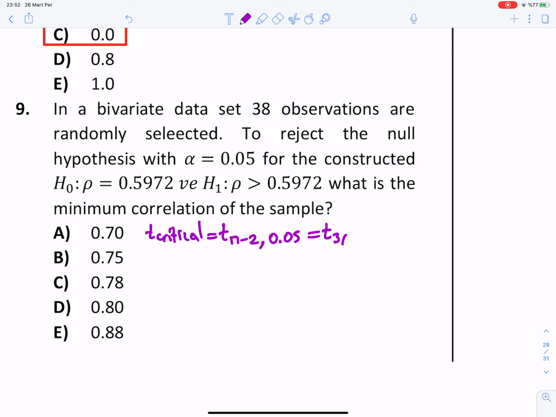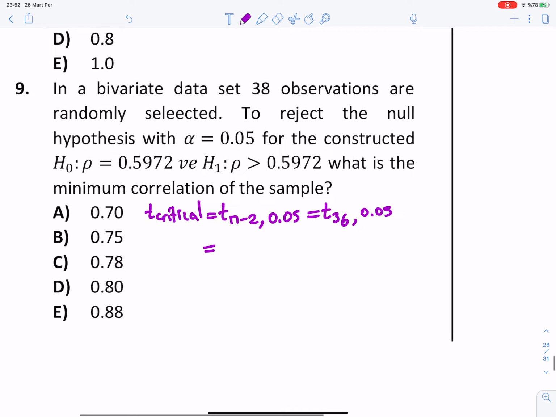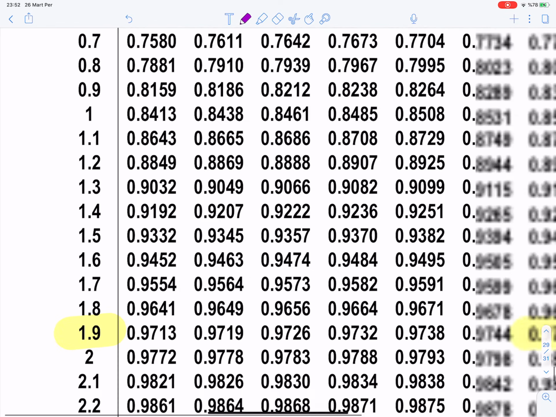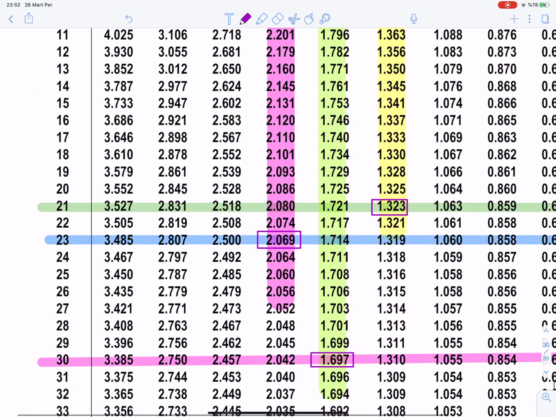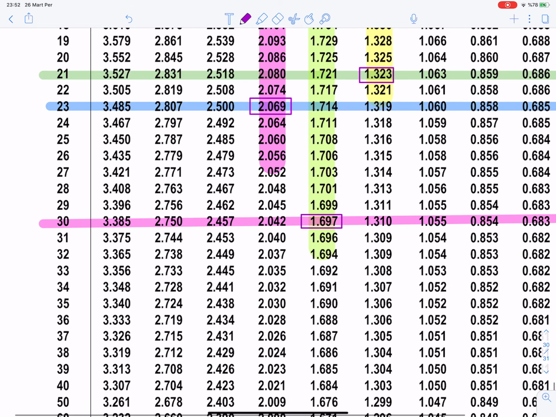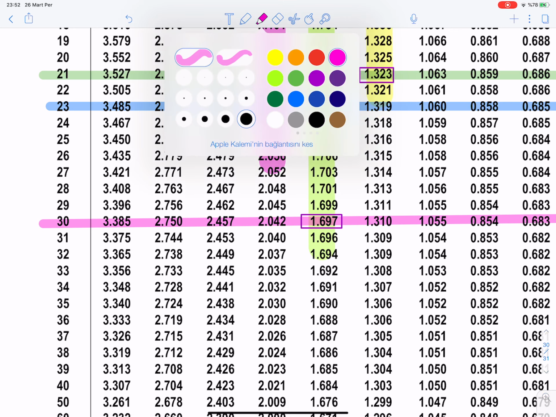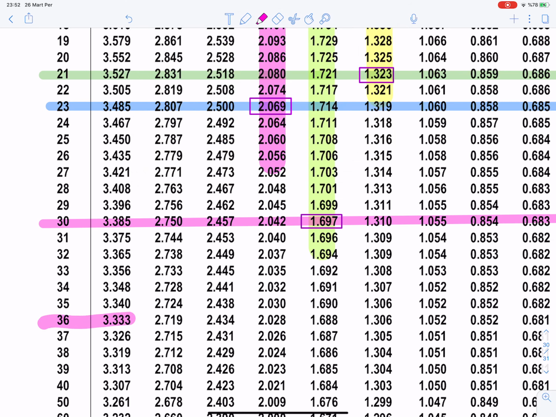So you need to go to the row 36 and 0.05. That's the critical value. Okay, let's get this value from the t distribution table. I have it right here. Okay, so I need to go to row 36. 36, that's the row you should be interested in. Okay, that's fine here.